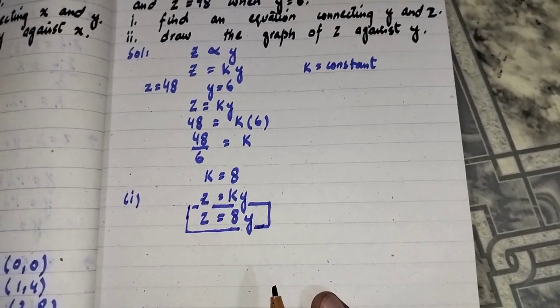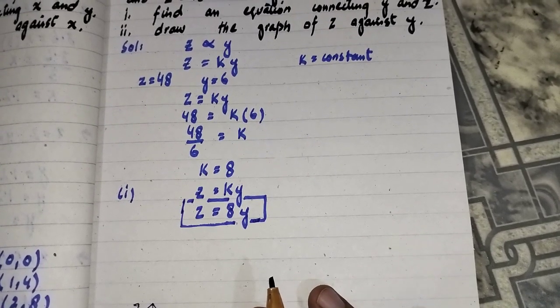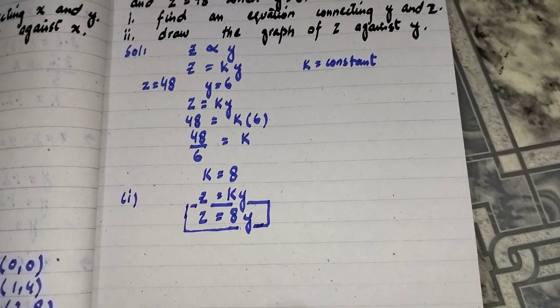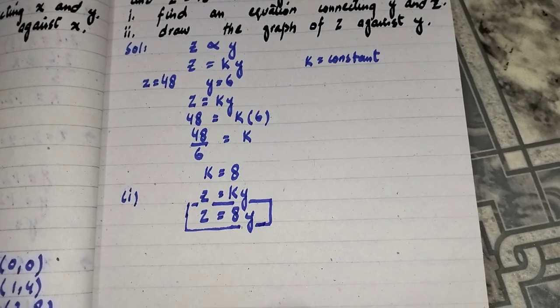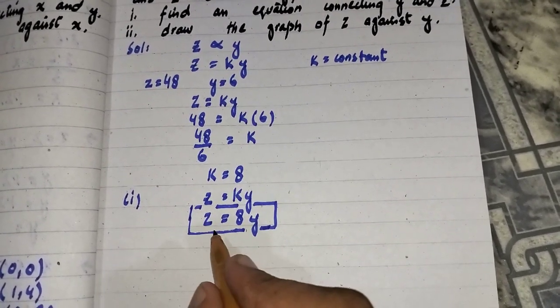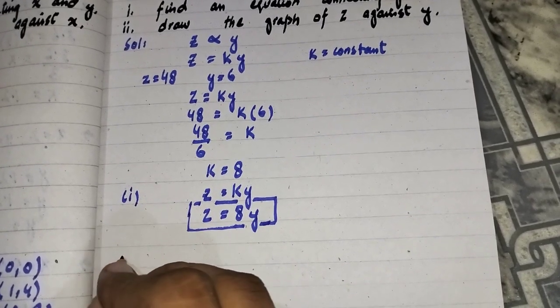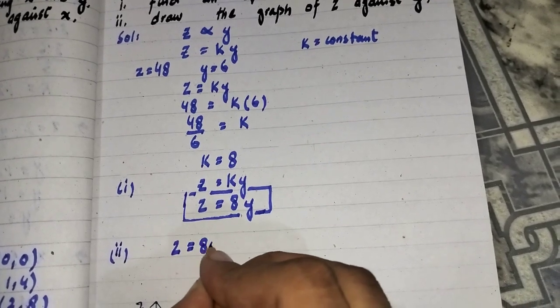In the second part, they are saying to draw a graph of y against z. So we have to draw the graph of y against z. To draw the graph, we have to find some points, 2 to 3 points, to plot on the graph. So by using this equation, we will find the values of some points, as z is equal to 8y.